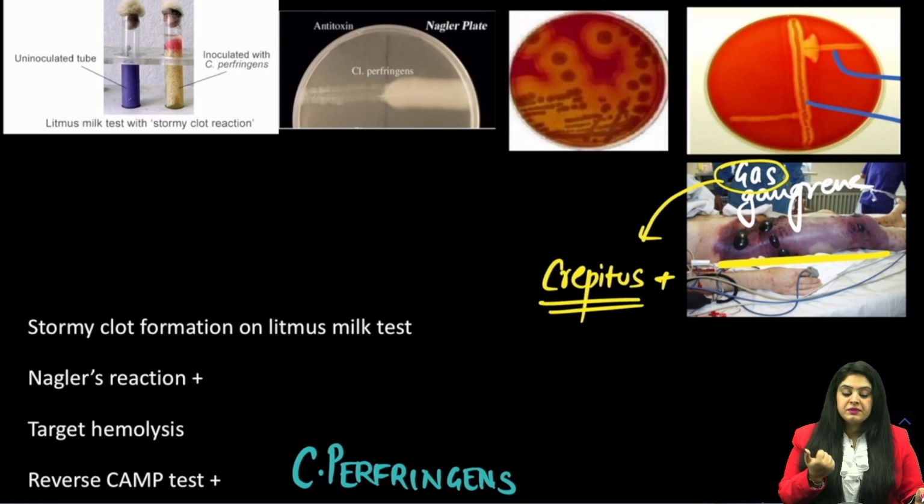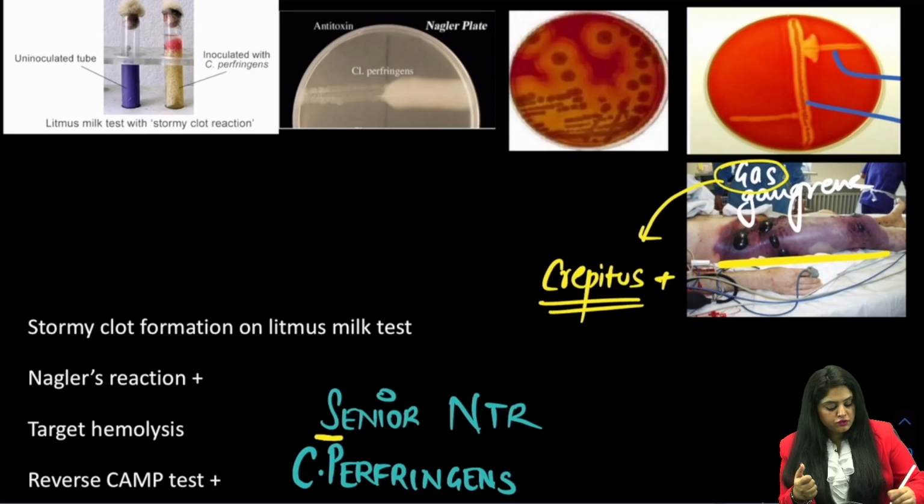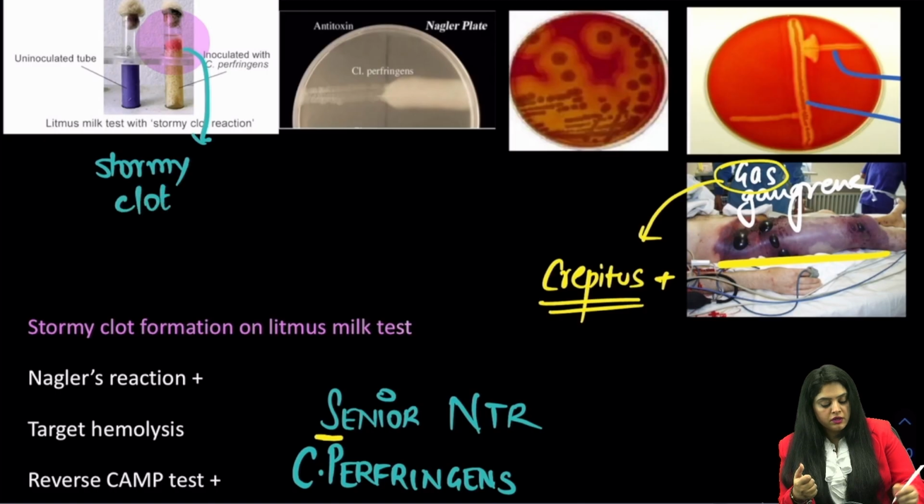So that is sorted. Now this Clostridium perfringens is very famous for a mnemonic called senior NTR. Very famous. What is senior NTR? S is for stormy clot formation. You can see the litmus milk test and the stormy clot that is formed on top. So number one, it shows you stormy clot formation.